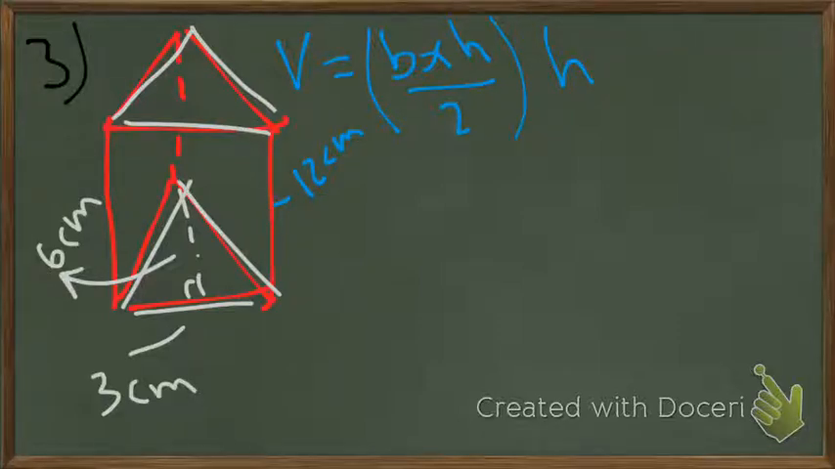So base, 3, times the height, which is 6, equals 18. And then divided by 2. Eraser. Wait, where's that? The one that looks like an eraser. That's a highlighter again. There you go. So divided by 2.